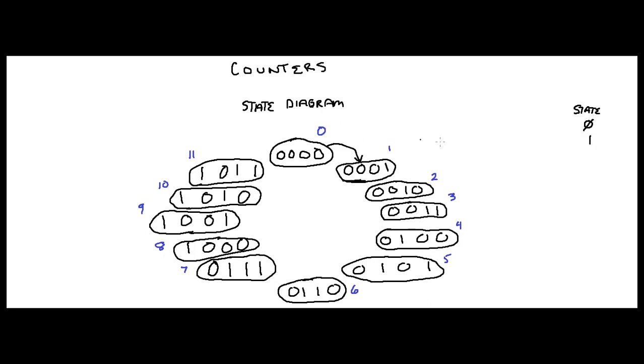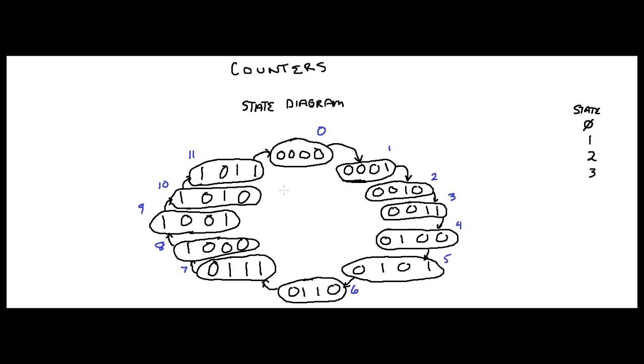So then the next one, it would go to state 2 and to state 3, and you could see it would just continue all the way around here. 5, 6, 7, 8, 9, 10, 11, and from 11 it goes back to 0.